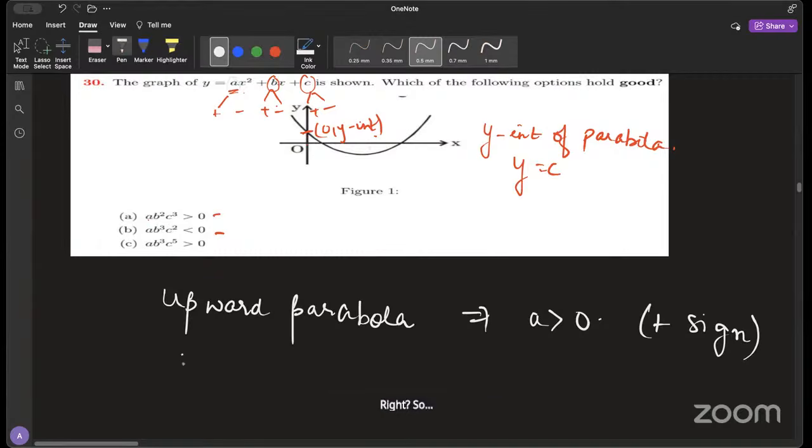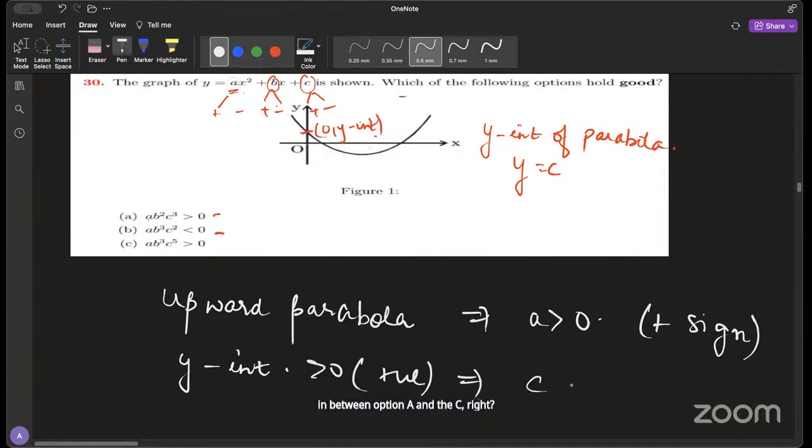So the y-intercept is positive, or you can say greater than 0, means the same thing. It's between option A and C, right? Okay, that means your c is greater than 0, positive sign.